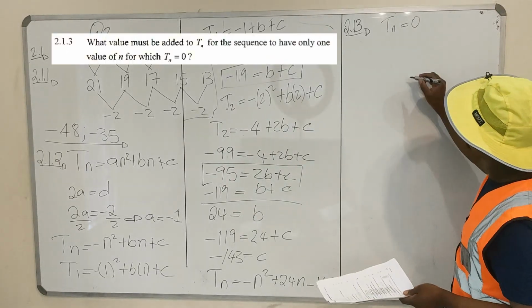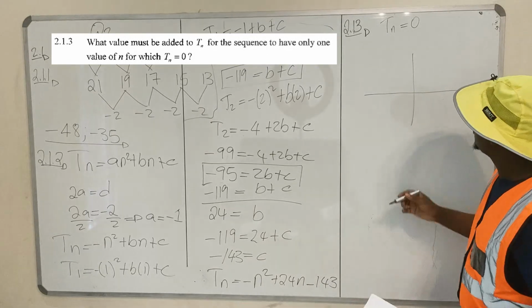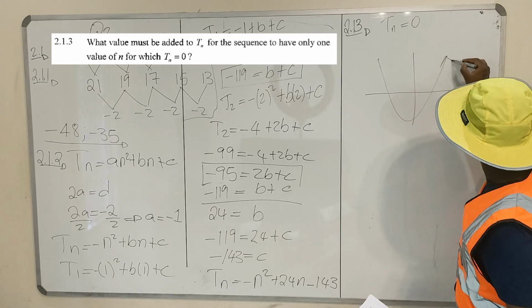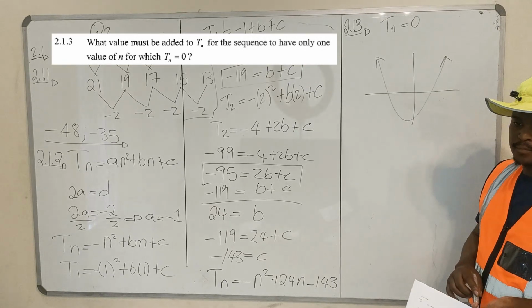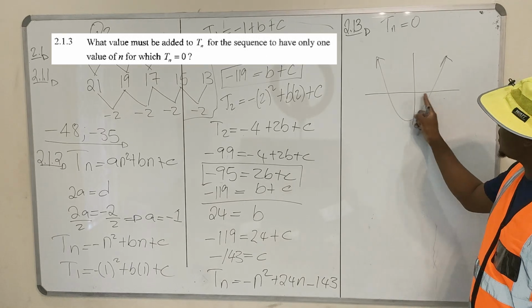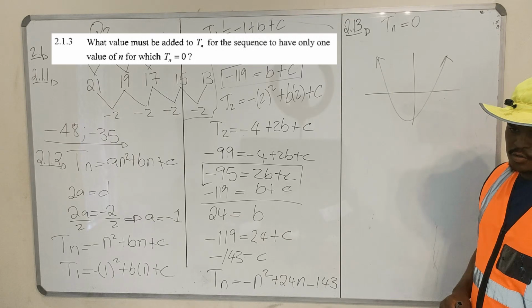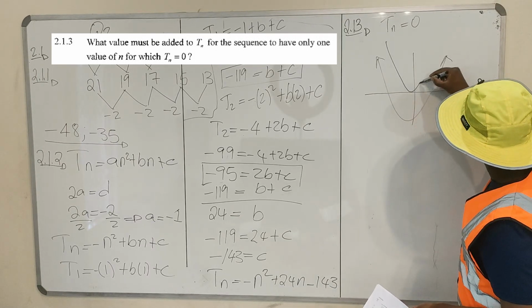So let's look at this thing. Let's think about functions now. If you're looking at this function, how many roots does it have? Two roots. Are they equal or unequal? Unequal, because one is there and the other one is there. Do you understand? So let's look at this one here.